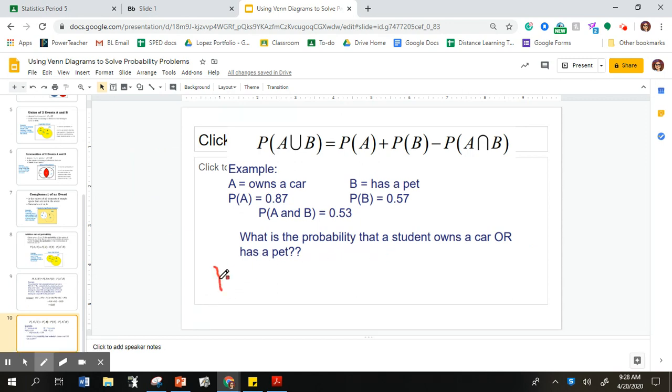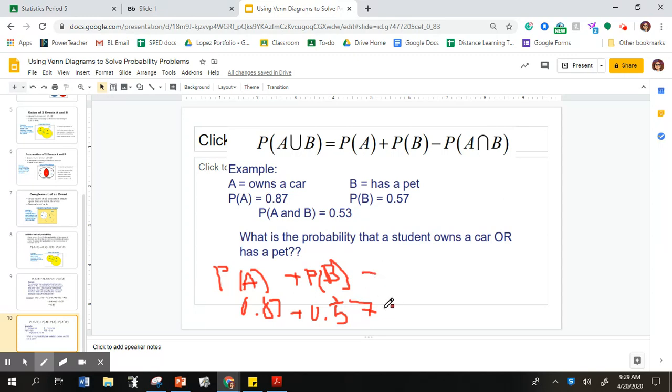So I'm looking for P of A, which is a car, which is 0.87. Now I'm going to add that to the probability of a pet, which is B. Sorry about my janky writing. So I'm adding 0.57. Okay, now once I put that together, let's think about that. What happens when I put 0.87 plus 0.57 together? I get 1.44. That's over 100%. We can't have that, right?